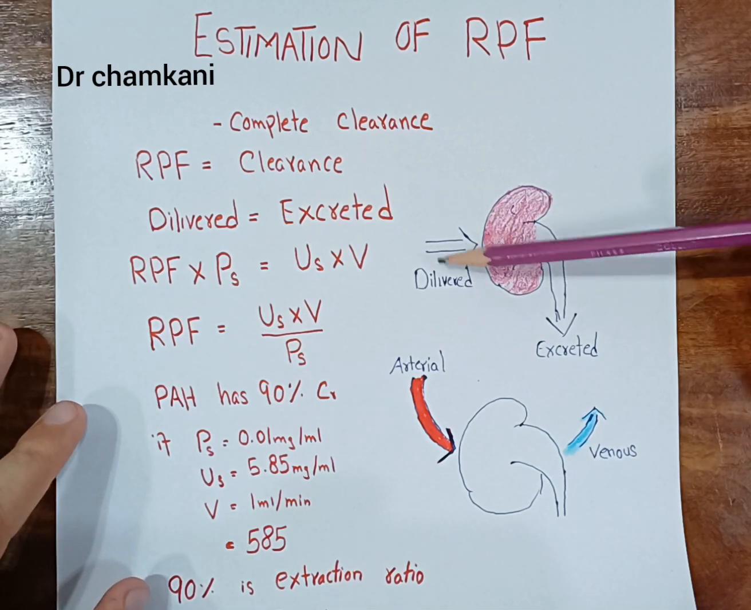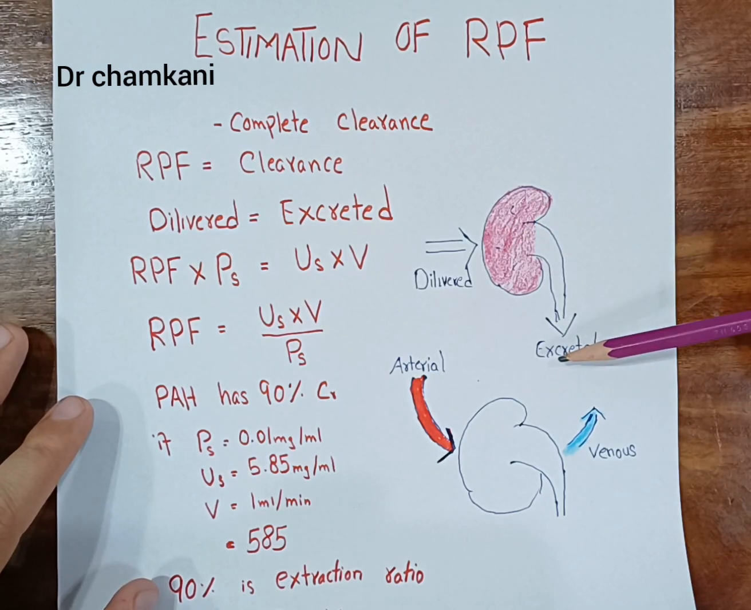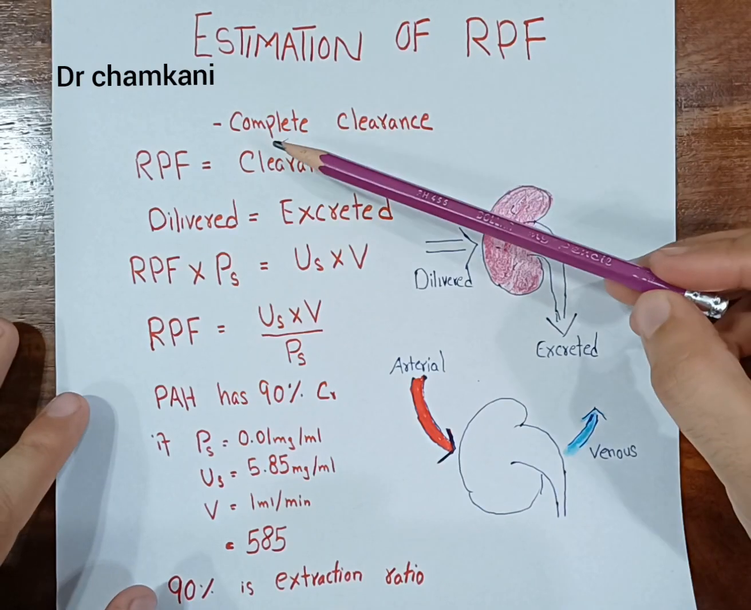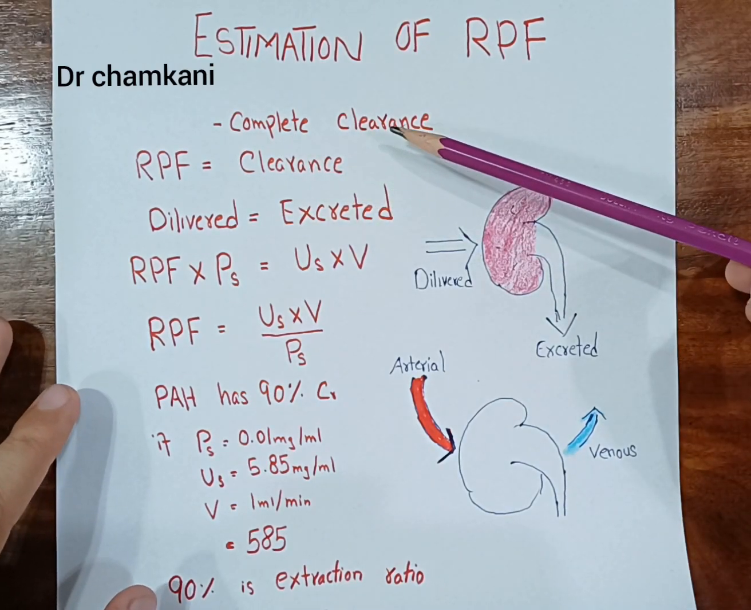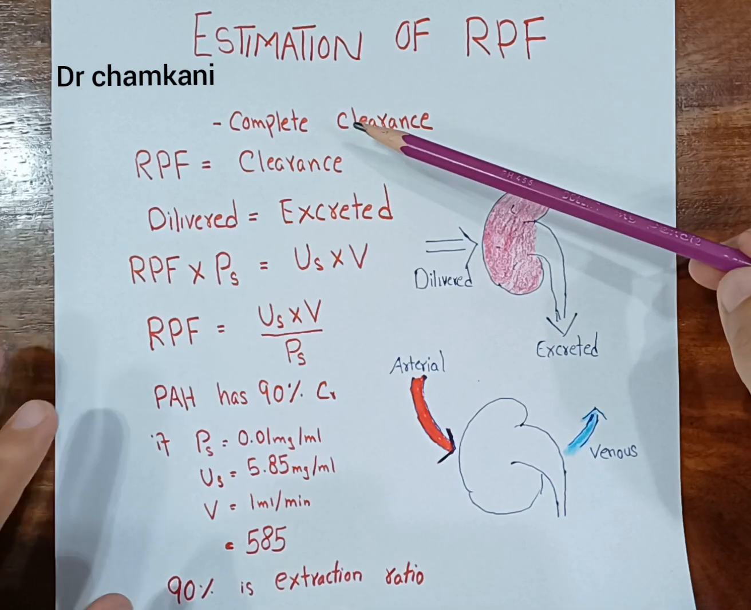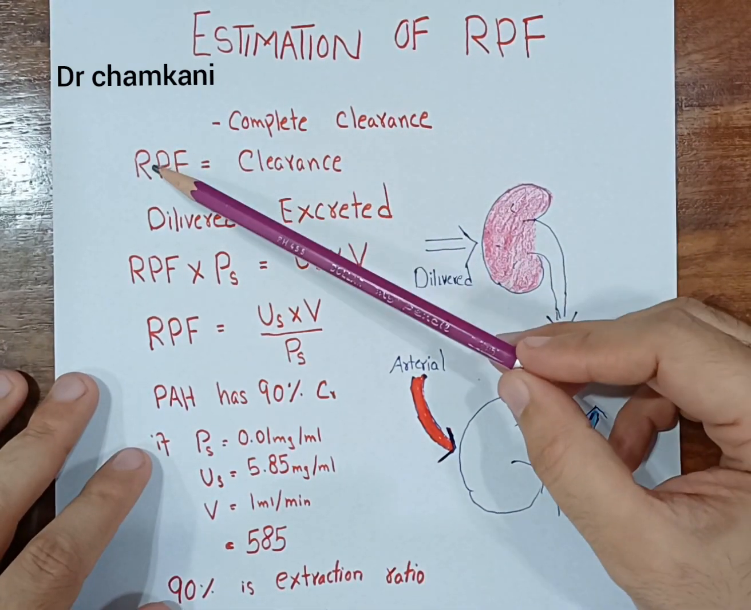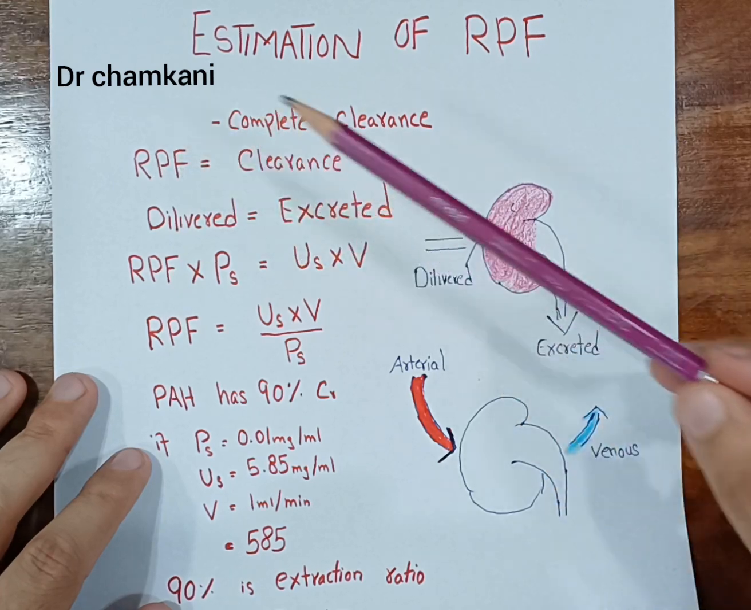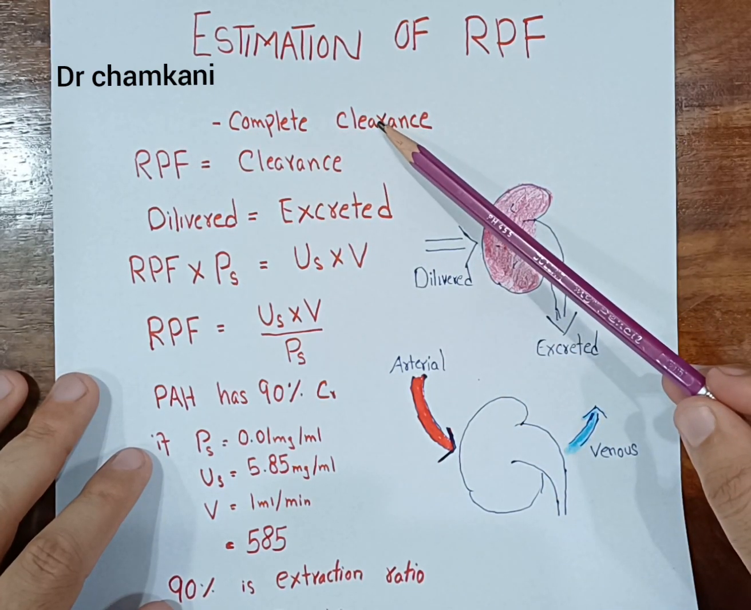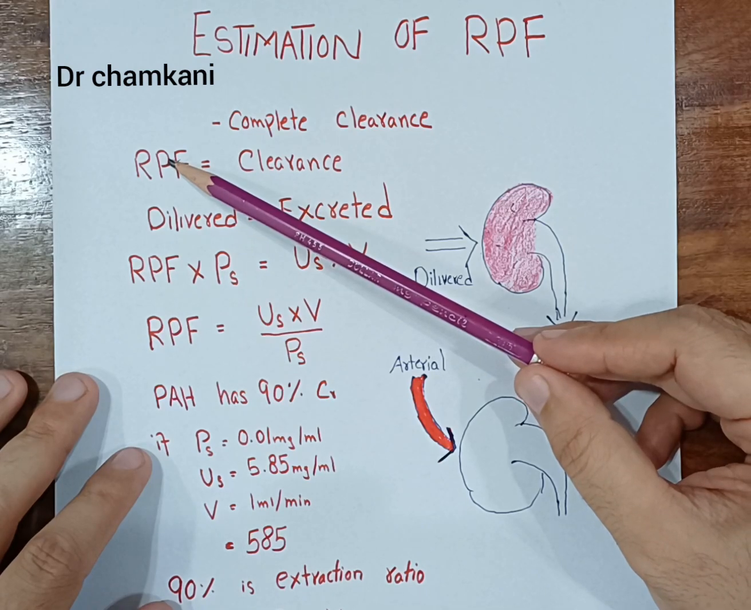Simply, if the amount of a substance that is delivered to the kidney, to the nephrons, is completely excreted outside in urine, then we can say that it is completely cleared. Now, in such a case, if a substance is completely cleared from the plasma, it simply means that the clearance of this substance is directly equal to the renal plasma flow. If we calculate the clearance of this substance, we can directly calculate the renal plasma flow.